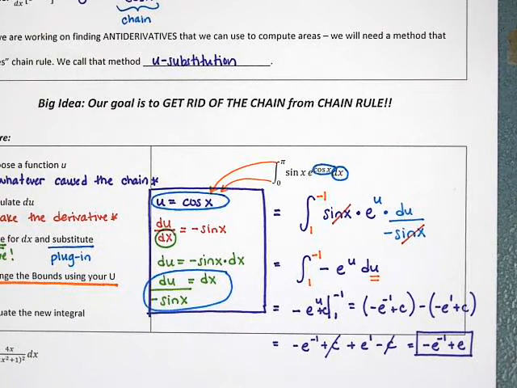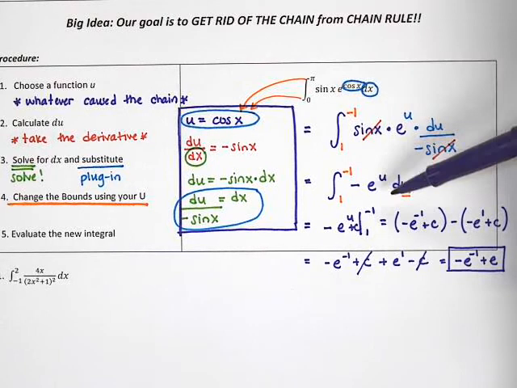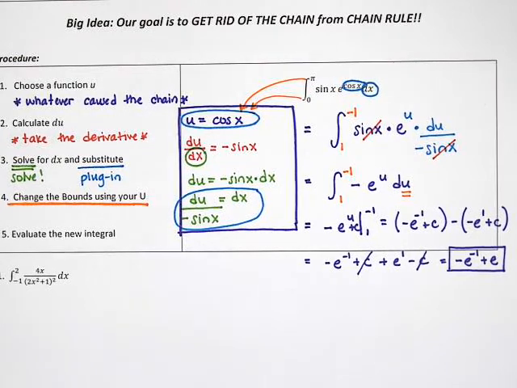Let's try this again. So, this whole process is what's called a U-substitution. It takes a difficult problem and makes it an easy problem so that we can do the antiderivative easier. Step 1, figure out your u.